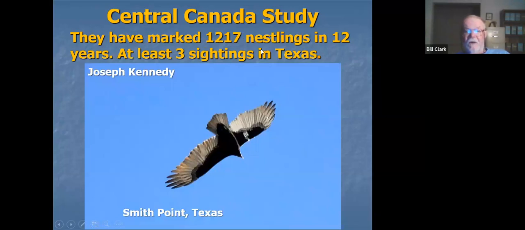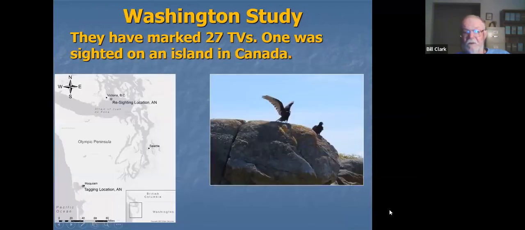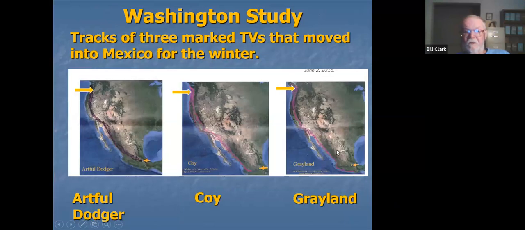They put markers on a lot, 1,200 plus nestlings over 12 years. And at least 3 of these sightings have been done in Texas. This was at Smith Point Hawkwatch in southern Texas. This is one of their birds, known by its patagio marker. In Washington State, the researcher marked 27 TVs. One was sighted on an island in Canada by the patagio marker. And 3 of the TVs moved south into Mexico for the winter.